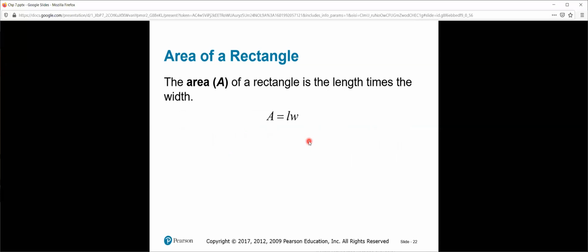Area of a rectangle. What is area? Area is a two-dimensional shape. Now we're getting dimensions here, right? Technically, perimeter is 1D. This is 2D. Notice here, the length and width are not added. They're multiplied by each other, right?